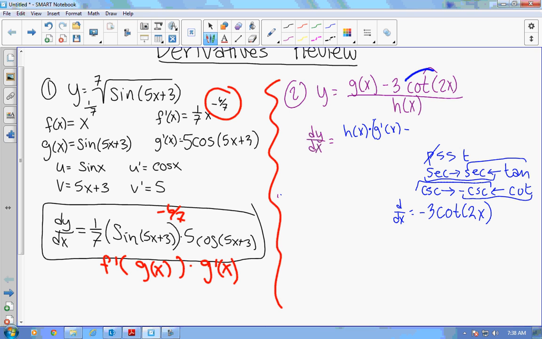Of that, it's negative 6. So this is actually negative 3 cosecant squared x times the derivative, actually 2x times 2. So we get negative 6 cosecant squared of 2x.